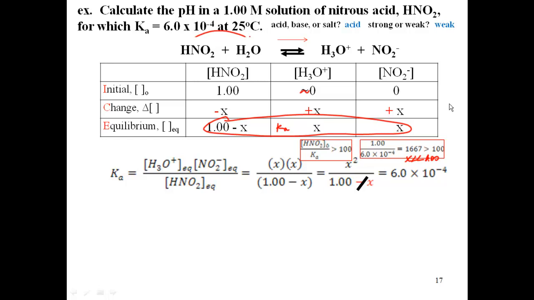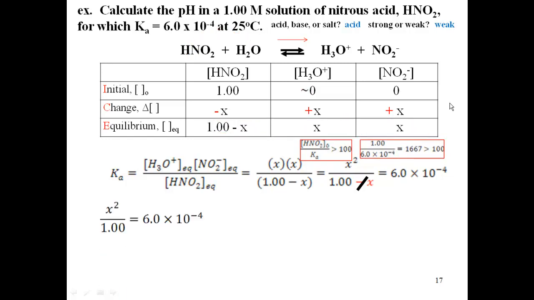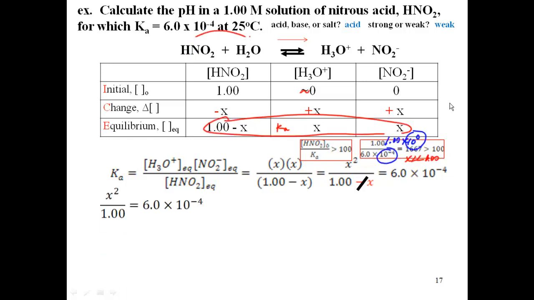Now, could I have looked at this a little easier? Yes. 1, which is the same thing as saying 1 times 10 to the 0 power, compared with 6 times 10 to the negative 4th. I can compare my powers of 10, and I can see there's 4 powers of 10 difference. We said if it's 3 or more difference, then it's okay to do the assumption. So just looking at the powers of 10, I could have come to the same conclusion and got rid of the X. That means then my math now changes into X squared over 1 is equal to 6.0 times 10 to the negative 4th.